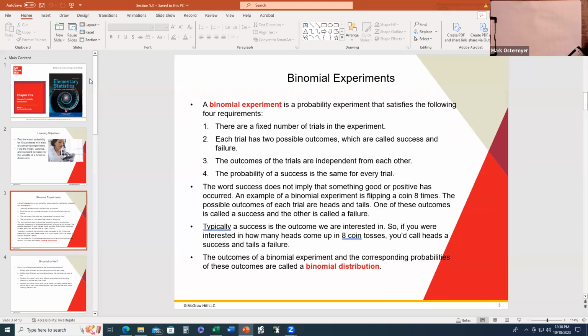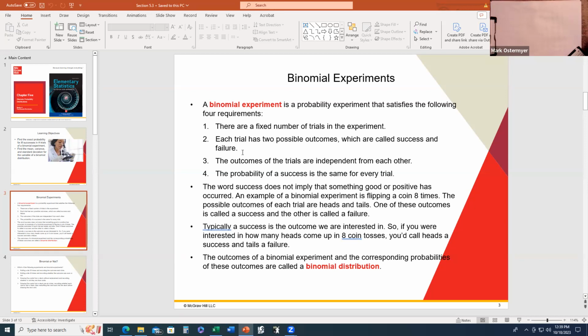All right, ladies and gentlemen, let's open this up by first of all defining what a binomial experiment is. A binomial experiment is a probability experiment that satisfies the following four requirements. Number one, there are a fixed number of trials in the experiment. So whatever the experiment is, you cannot have an infinite number of trials. There has to be a fixed number of trials, like 10 trials or 100 trials or 500 trials. Okay, there has to be a fixed number of trials.